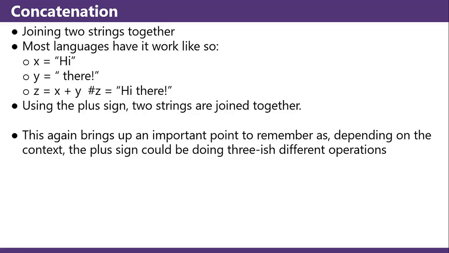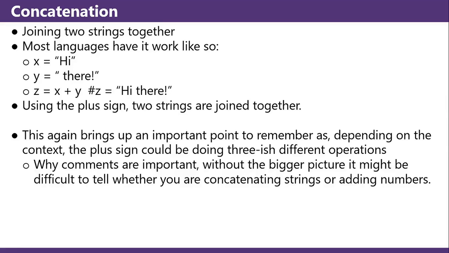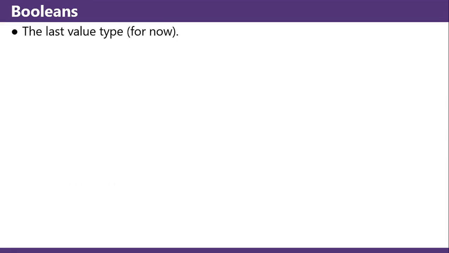This again brings up an important point to remember, as depending on the context, the plus sign could be doing 3-ish different operations. 3-ish because you have float addition or integer addition. This is also why comments are important, and without the bigger picture it might be difficult to tell whether you're concatenating strings or adding numbers.